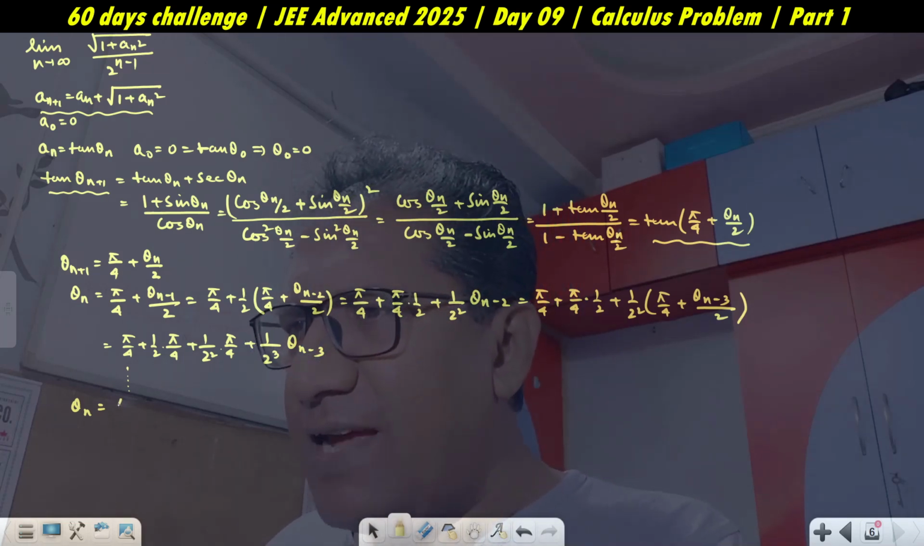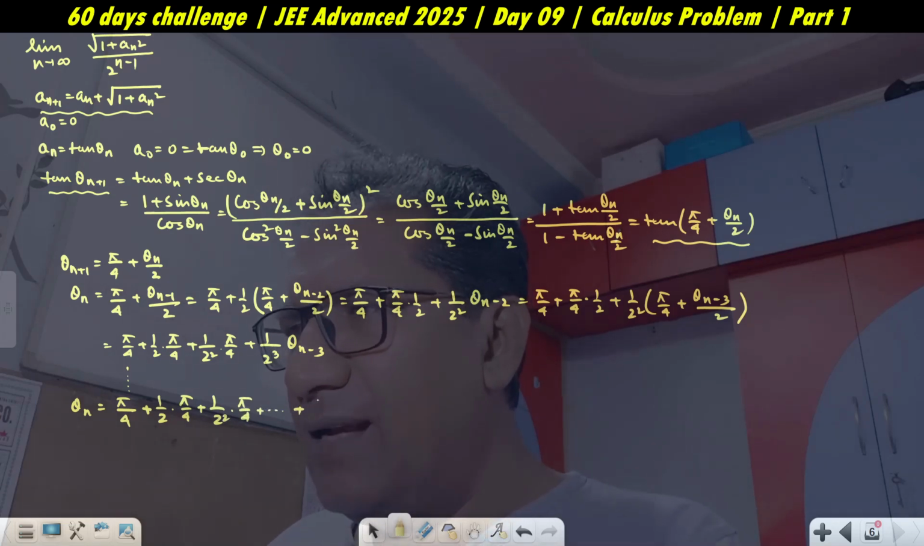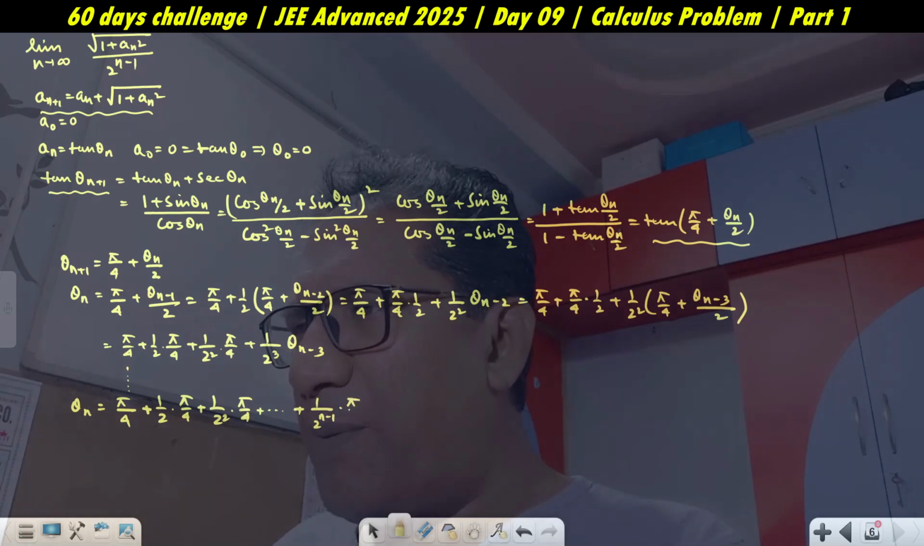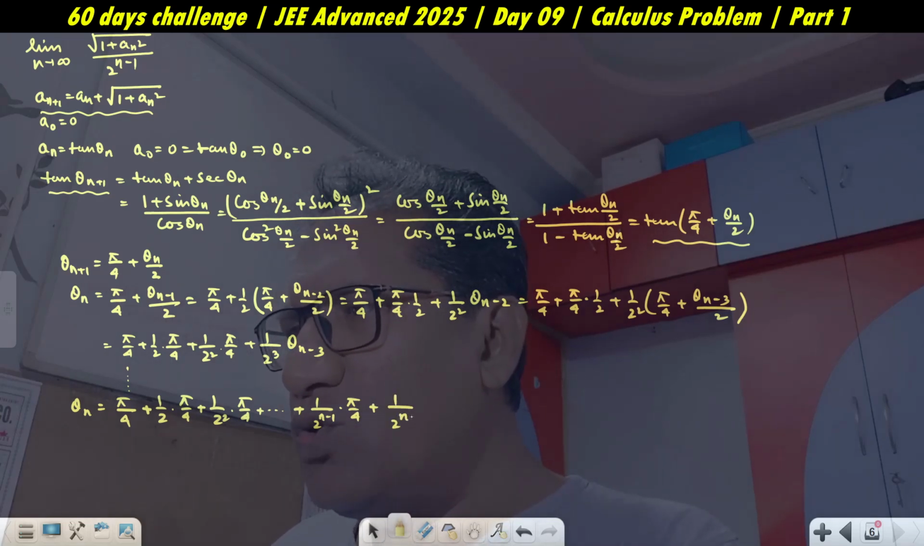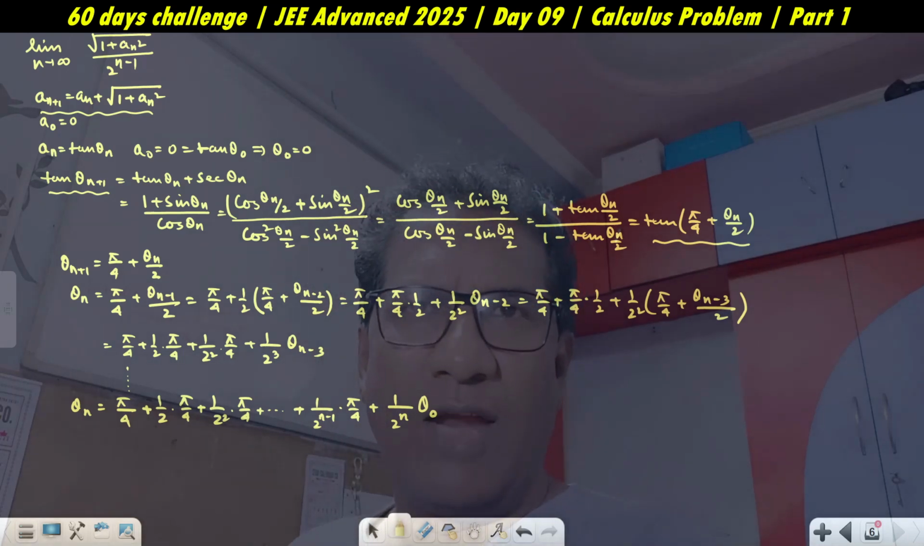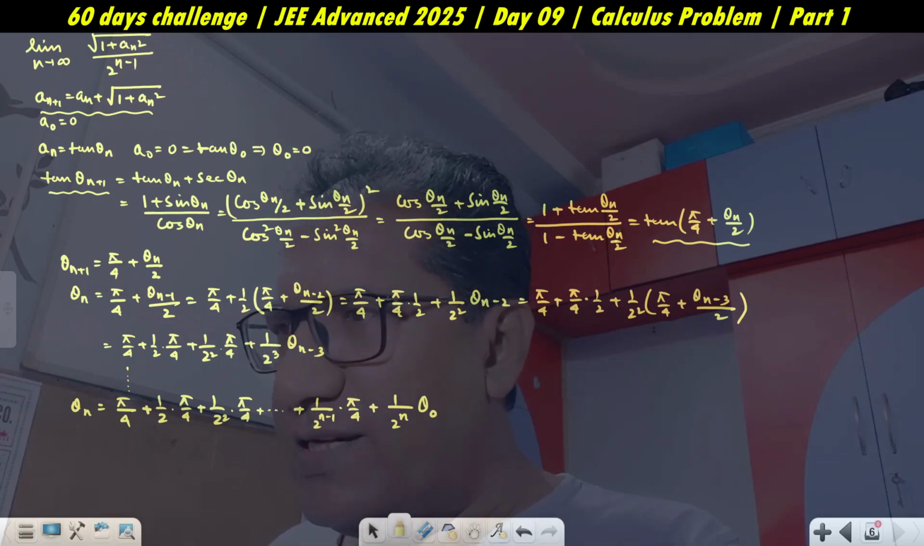So in that case your theta n will become pi over 4, 1 by 2 pi over 4, 1 by 2 square pi over 4, and this thing will go on. And the last one will be 1 over 2 to the power n minus 1 pi over 4 plus 1 over 2 to the power n into theta 0. Are you getting the point? Simply by looking at the pattern, you can write what will be your theta n.